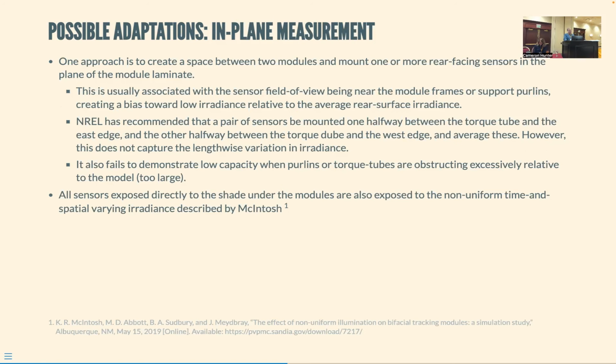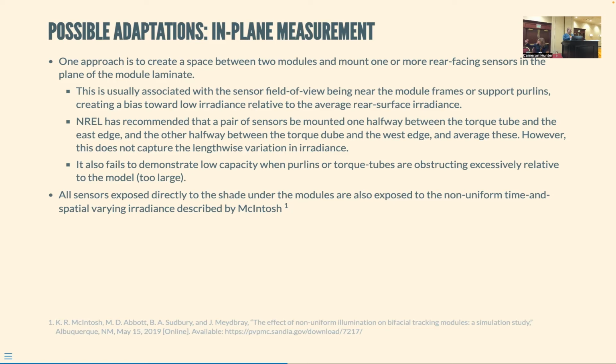Right. Let's put sensors in the plane of the laminate, right where the cells are. So you take 2 modules and you push them apart a little bit. Now modules have frames, so that means they have some metal projecting out. You put your sensor in the plane of the laminate, and now the sensor field of view sees the module frame. If the module frames are large, it'll see a large obstruction of that. If they're small, it'll see a small obstruction. In a sense, it becomes insensitive.